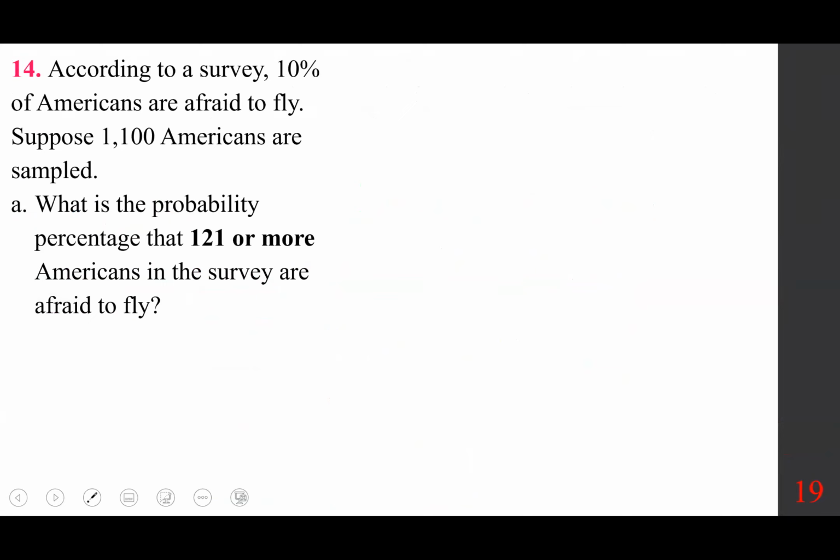According to a survey, 10% of Americans are afraid to fly. Suppose 1,100 Americans are sampled. What is the probability percentage that 121 or more Americans in the survey are afraid to fly?